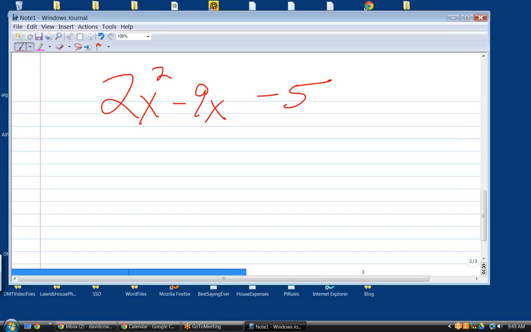Slightly harder to factor this. It's still a level 2. I call anything that's not level 1 level 2, and that means that anything that doesn't have a 1 in front of the x squared is level 2. It's going to be a little bit harder. First step.